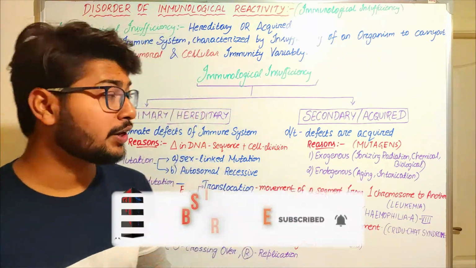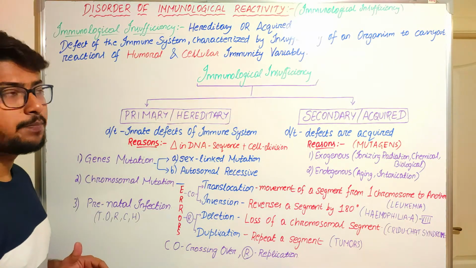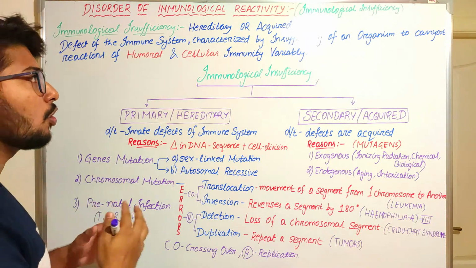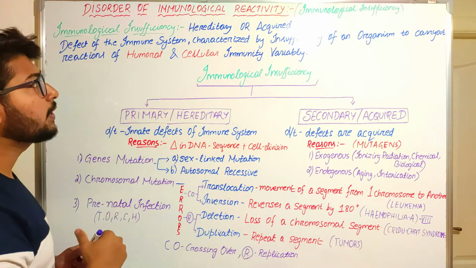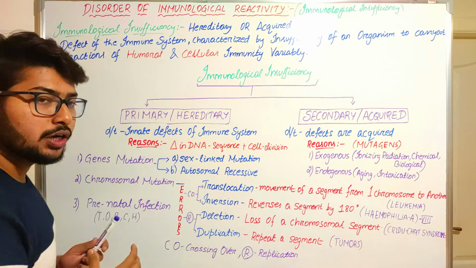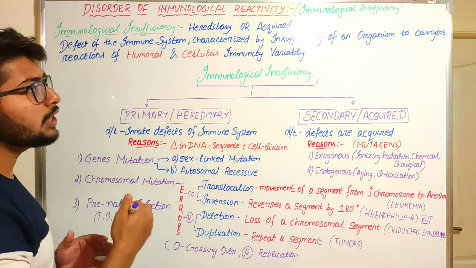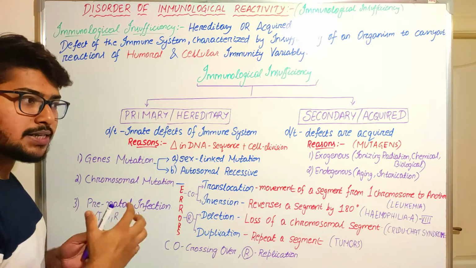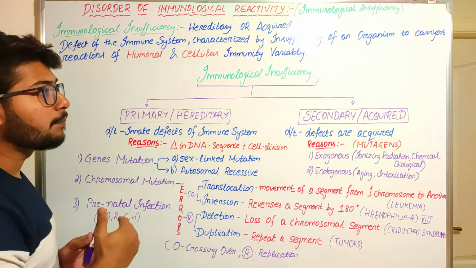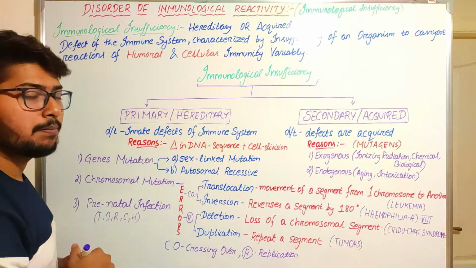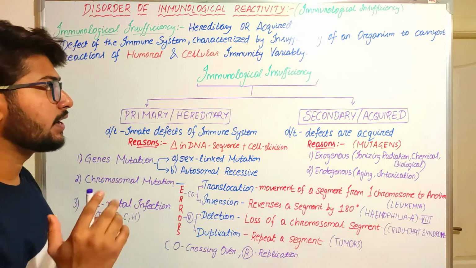Today we are going to read the topic that is disorder of immunological reactivity. In my previous video, I have already explained what is immunological reactivity, and in this topic we are going to read the disorder of immunological reactivity. As I have said, the immunological reactivity means it's a reaction of our body through the immune system protecting against the antigens by producing the antibodies or by different cellular reactions.